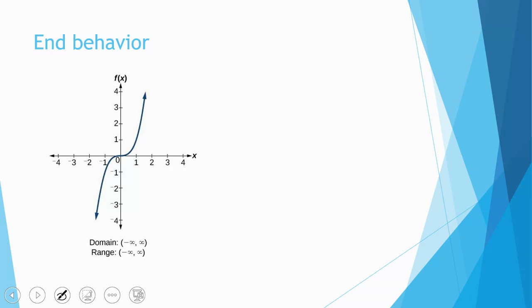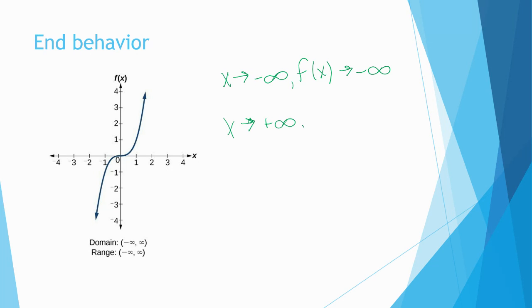Looking at this next one, it's kind of the same thing. As x approaches negative infinity to the left, the graph is going down, so f of x is approaching negative infinity. As x approaches positive infinity to the right, the graph is going up and approaching positive infinity as well. That one was kind of easy because it was very similar. To the left, I'm going down. To the right, I'm going up.